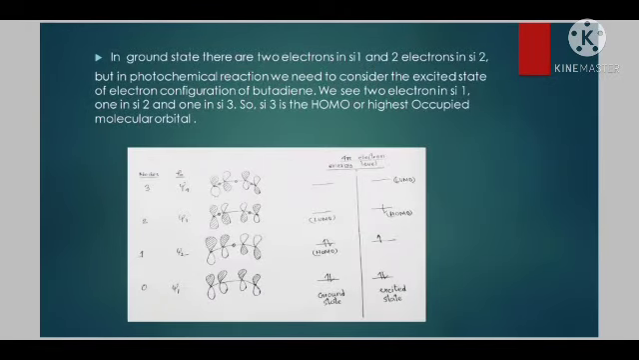Now as we have seen before, in the ground state there are 2 electrons in Psi1 and 2 electrons in Psi2. But in a photochemical reaction, we need to consider the excited state electron configuration of butadiene. We see 2 electrons in Psi1, 1 in Psi2 and 1 in Psi3 in the excited state. So Psi3 is the HOMO, or the highest occupied molecular orbital, in butadiene here.